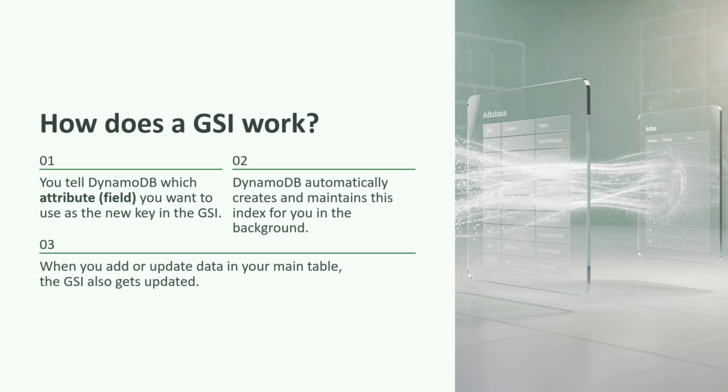Now we will see how does GSI work. You tell DynamoDB which attribute or field you want to use as the new key in the GSI. DynamoDB automatically creates and maintains this index for you in the background. When you add or update data in your main table, the GSI also gets updated.